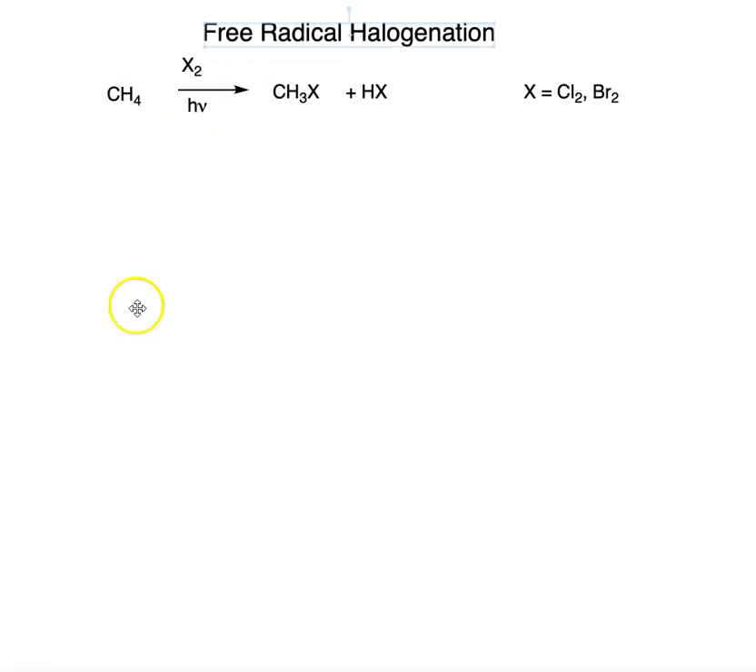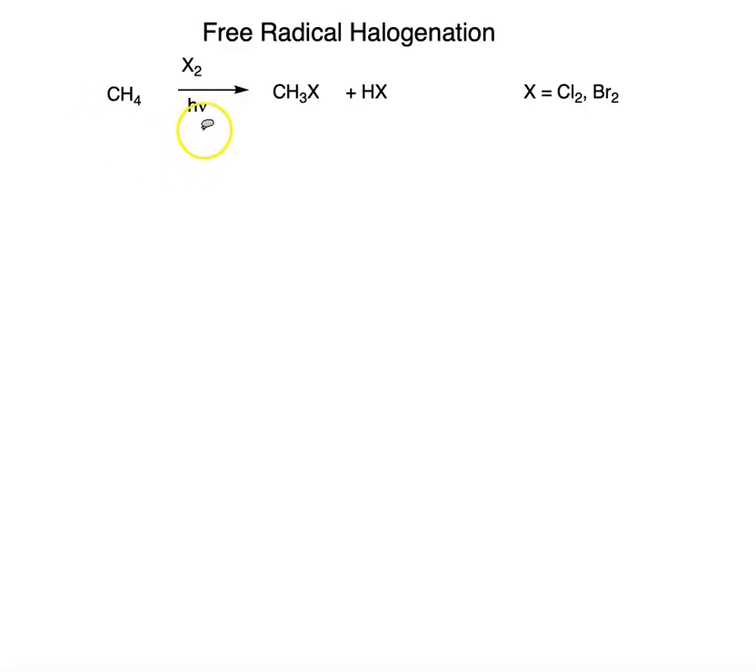I want to talk about a reaction today called free radical halogenation. And this is the reaction of a halogen like chlorine or bromine with an alkane. So for instance, if we look at a very simple version of this reaction, where we react bromine or chlorine, that's our X, with an alkane. In this case, we're talking about methane.